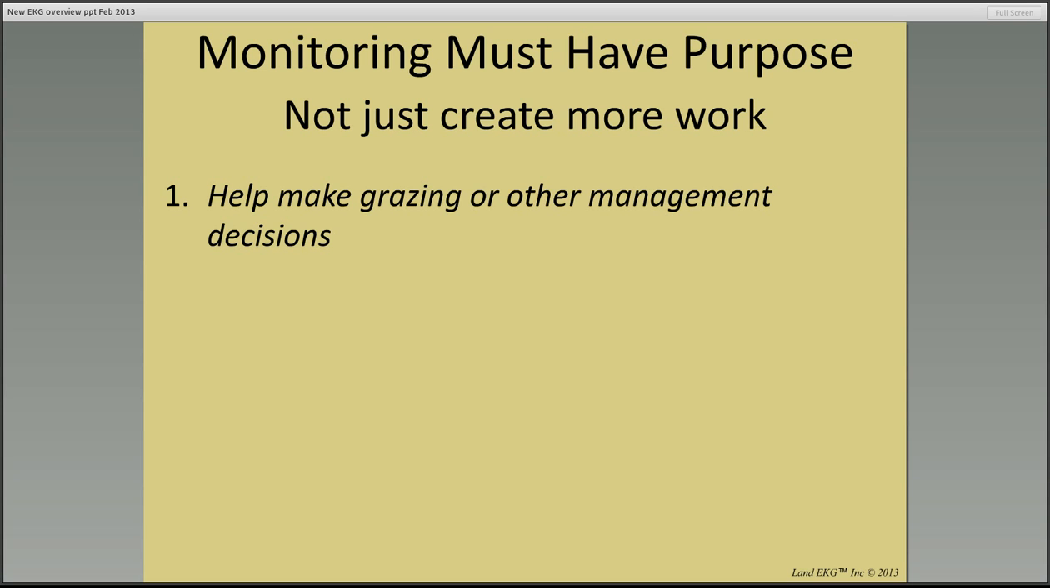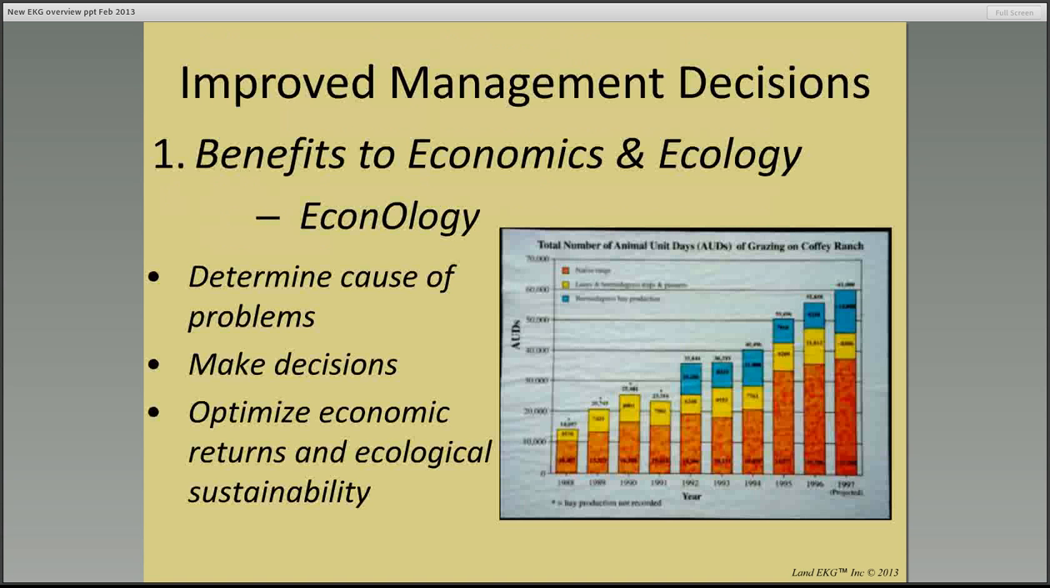It can't be something that just creates more work, because everybody out there is extremely busy. So our number one premise behind monitoring is to help any landowner, manager, or steward make grazing or other management decisions, and to help them understand the cause of problems from a holistic perspective rather than considering just the symptoms they might be viewing.